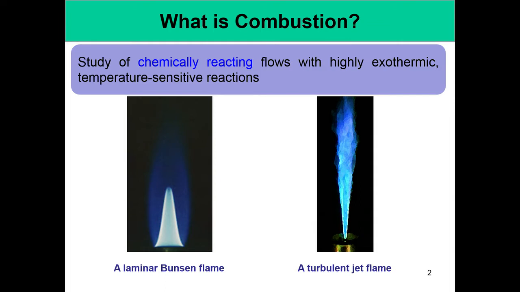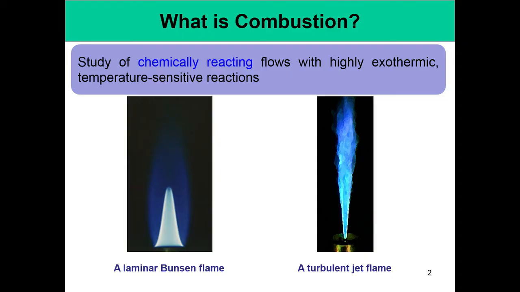As you see, combustion is the study of chemically reacting flows with highly exothermic, temperature sensitive reactions. Now, combustion can happen in different forms. It can be auto ignition, it can happen through different kinds of flames, it can happen through detonations and explosions. But our experience tells that what we encounter in daily life is a laminar Bunsen flame, what you might have seen in your chemistry lab, which you can see here. This is the laminar Bunsen flame that you see.